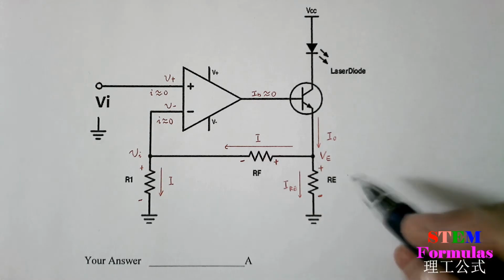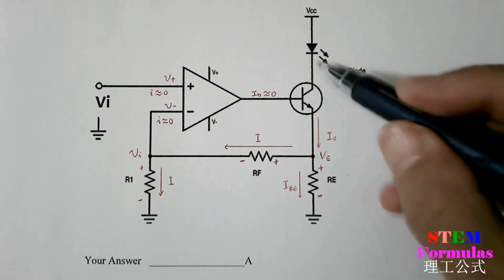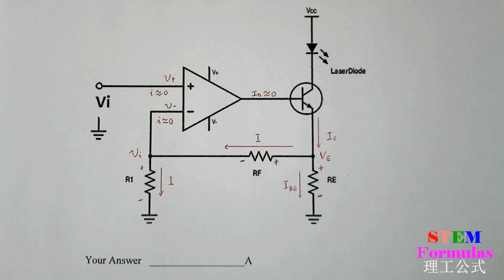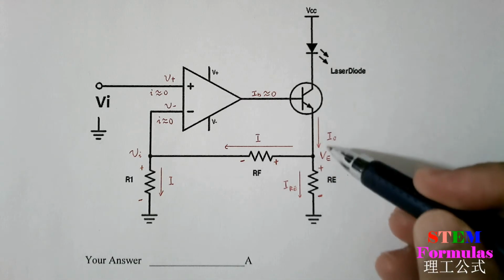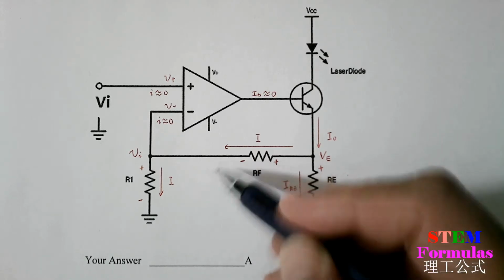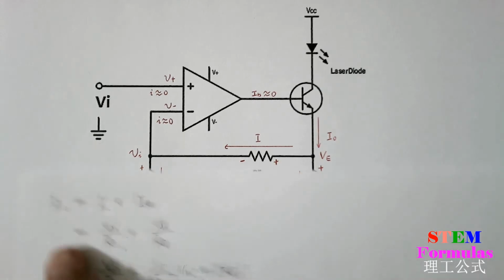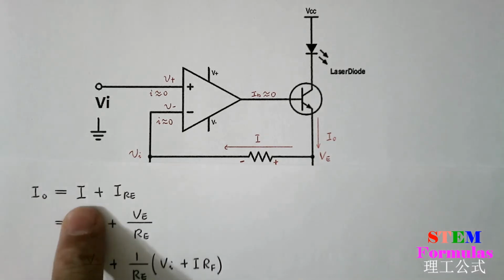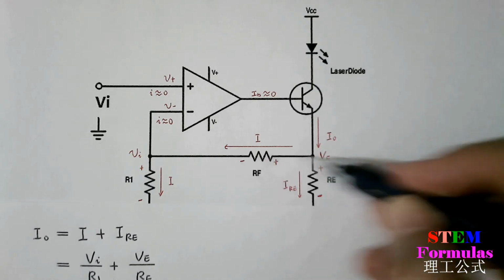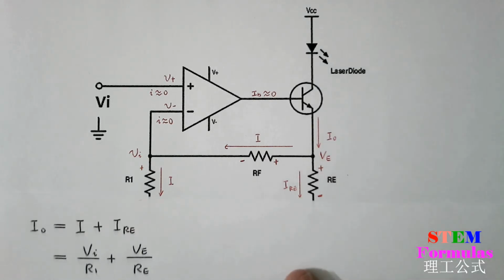Now, we need to set up equations to solve the current flowing through this laser diode. At this node, I0 equals IRE plus I. So we have this equation: I0 equals I plus IRE.